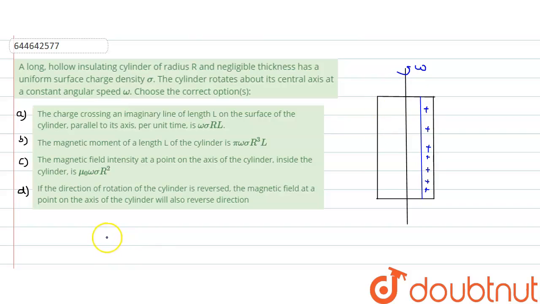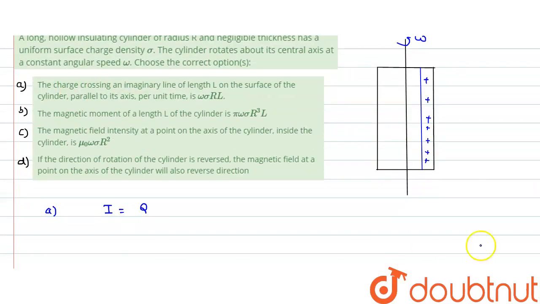Then we can say that our I, which is defined as charge per unit time, for a complete rotation the time would be equal to T. Now T, if it is rotating with angular velocity omega, would be equal to 2 pi by omega. This is the value of the time period. Now what would be the value of the charge? Sigma is the surface charge density, so if you multiply with the total area, it would be 2 pi R into L.